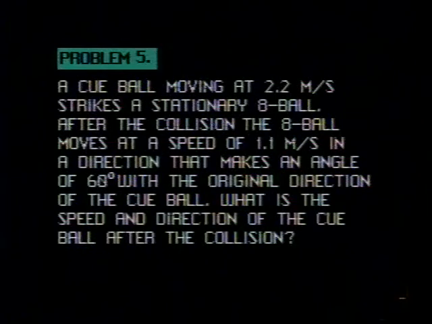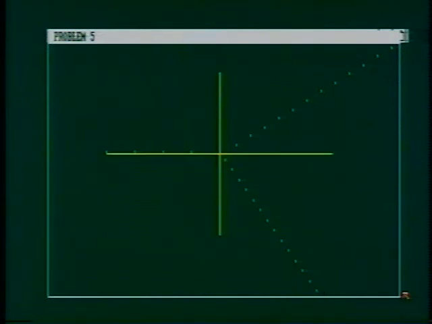Let's first take a look at that collision. Our cue ball comes in from the left, strikes the 8 ball, and both of them then go off after the collision. Let's set up a coordinate system with its origin at the point of impact, and then draw a vector representing the original momentum of the cue ball, a vector representing the final momentum of the cue ball, and a vector representing the final momentum of the 8 ball.